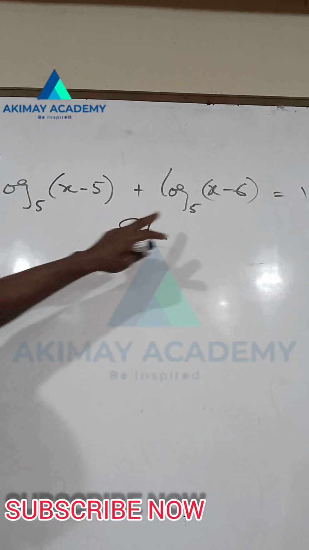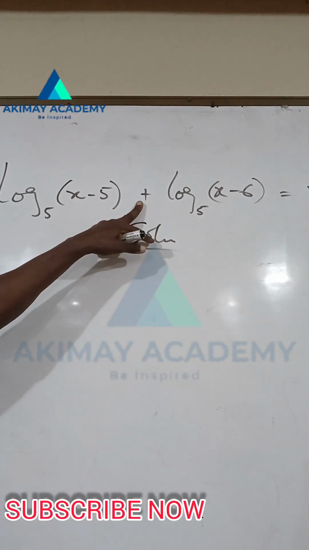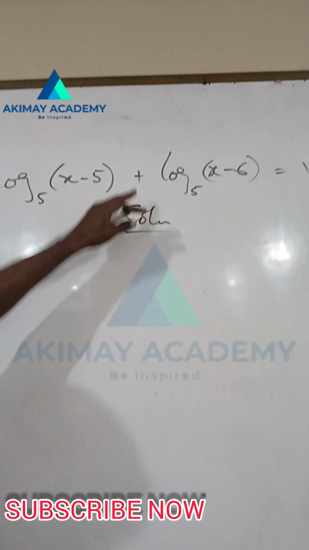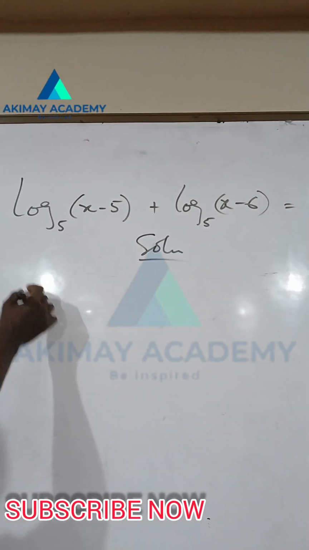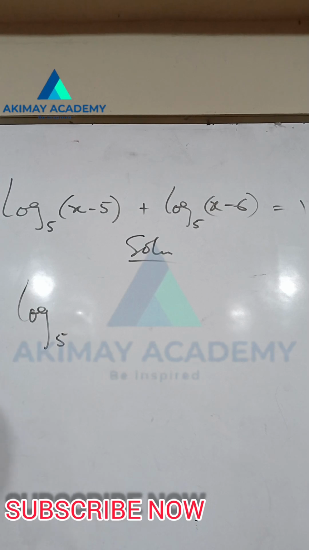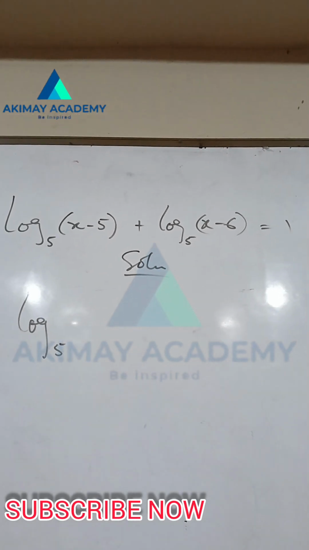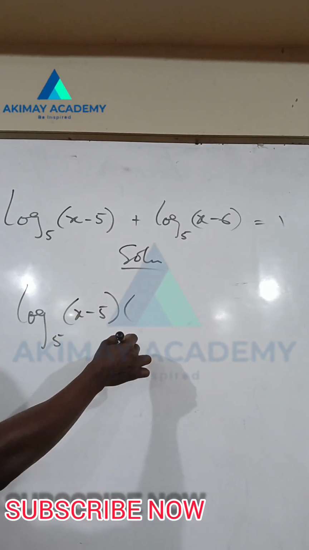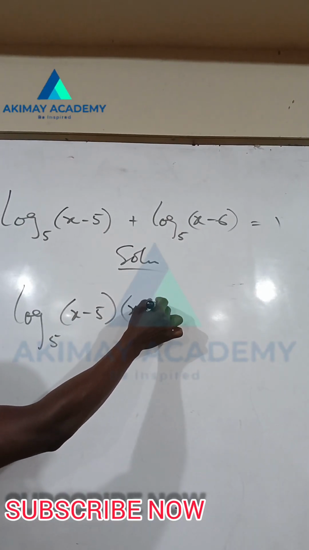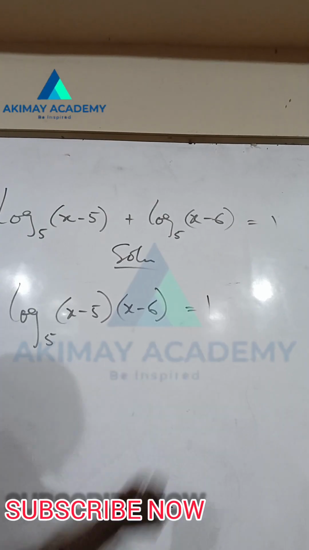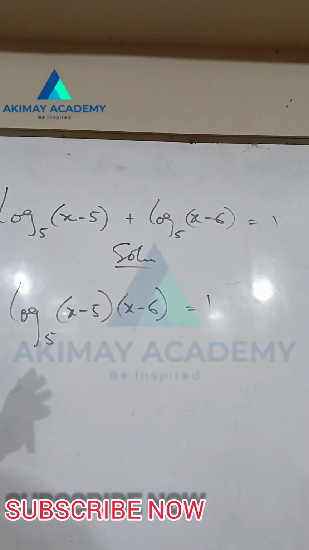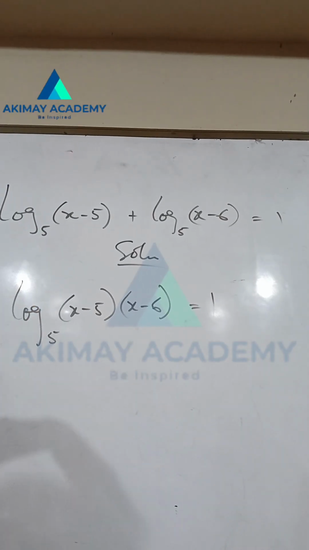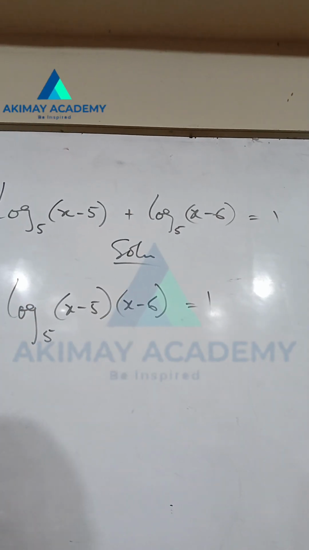Because the bases are the same and here they are added, we have to apply the addition and multiplication law of logarithm. We take one log and the base, then we multiply the values. So here you are going to have x minus 5 multiplying x minus 6, and this should be equal to 1. This is what the law says: when they are added, you multiply, and when they are multiplied, you can split them by addition.